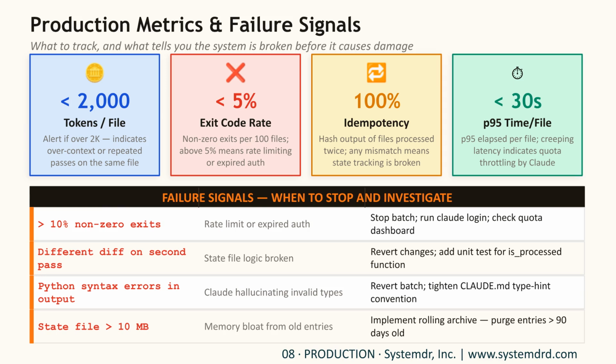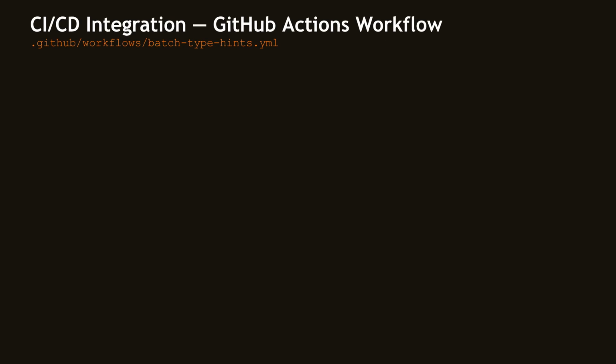When you see Python syntax errors in the output, Claude is hallucinating invalid type expressions. Tighten the Claude.md conventions and retry. When the state file exceeds 10 megabytes, implement rolling archives that purge entries older than 90 days. Now let us see how this entire system gets packaged into a GitHub Actions workflow for fully automated weekly execution.